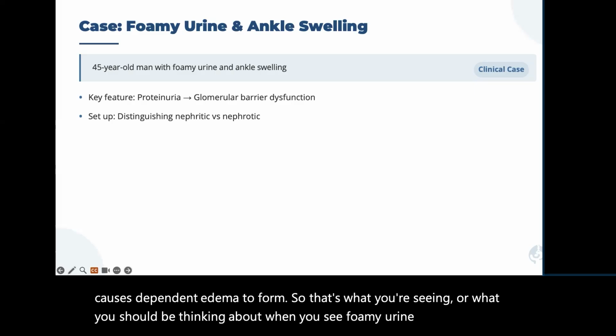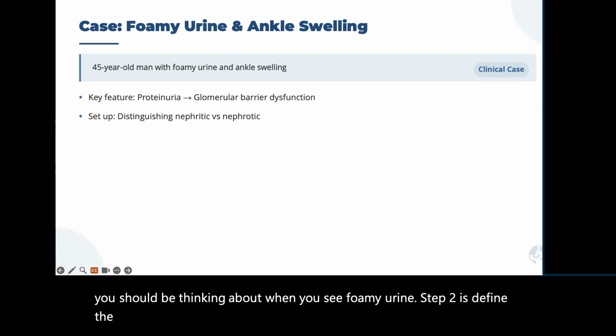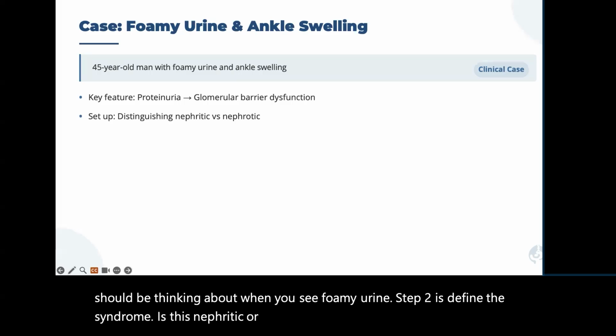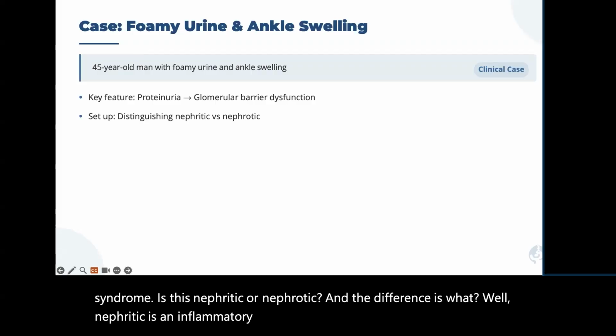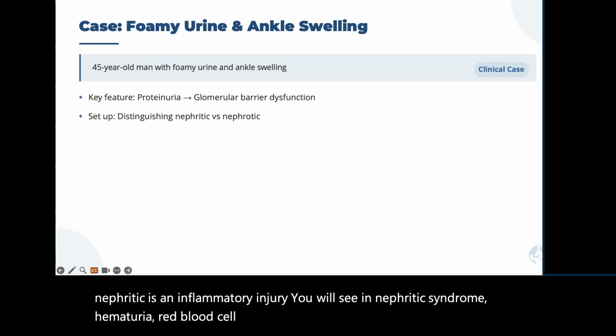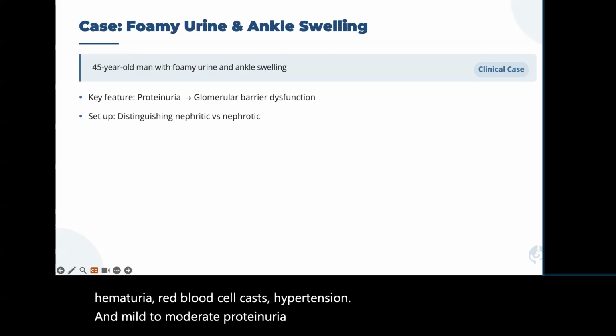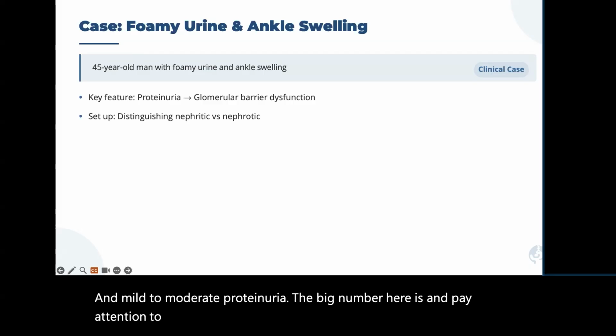Step 2 is define the syndrome. Is this nephritic or nephrotic? And the difference is what? Well, nephritic is an inflammatory injury. You will see in nephritic syndrome hematuria, red blood cell casts, hypertension, and mild to moderate proteinuria. The big number here, and pay attention to this, is less than 3.5 grams a day. Less than 3.5 grams a day, nephritic.